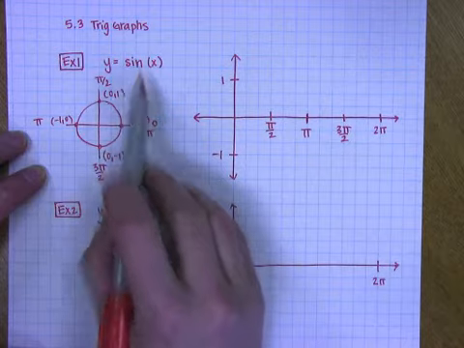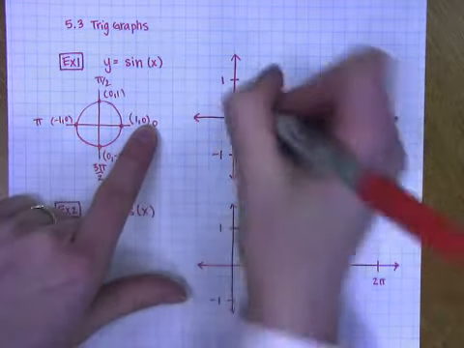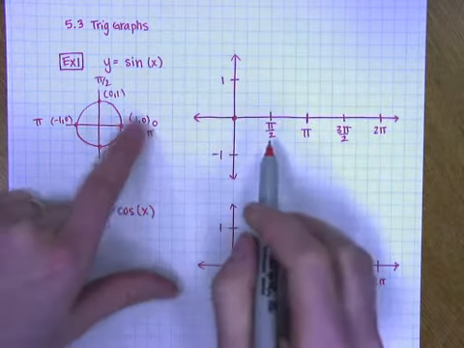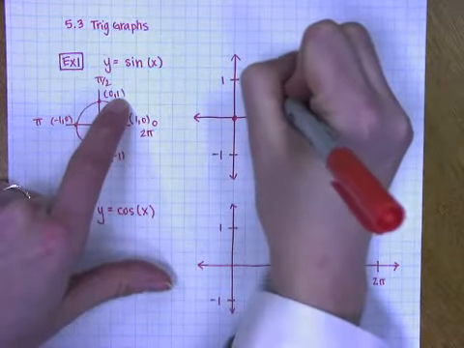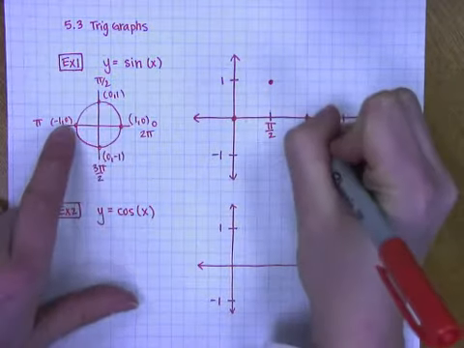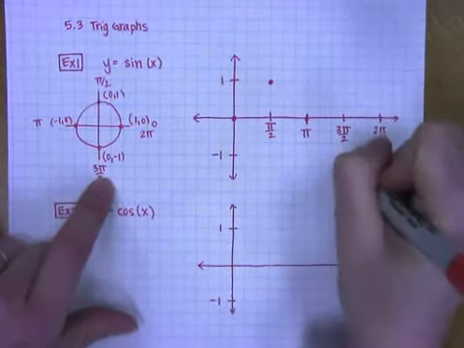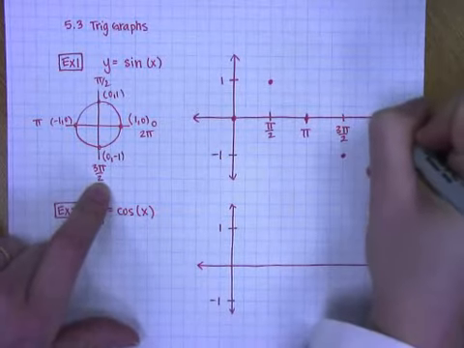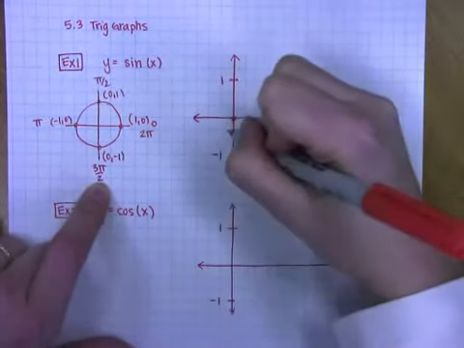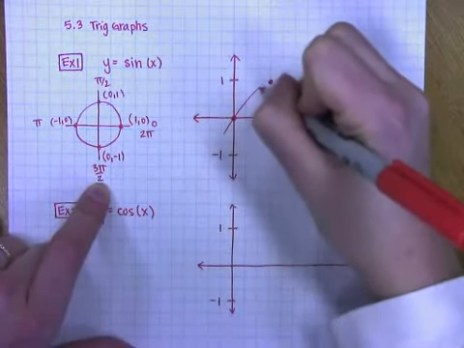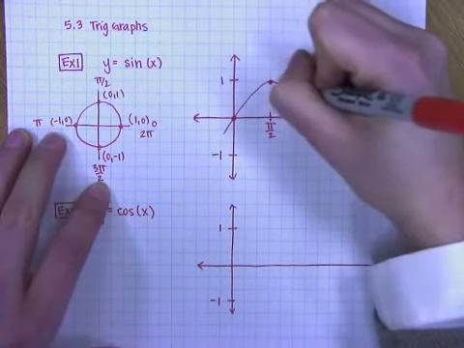And from here, we know that sine is the y value. So sine starts at 0. At pi over 2, it goes up to 1. At pi, it's back down to 0. At 3 pi over 2, it's down to -1, and at 2 pi, it's at 0. And then from there, you can connect your curve in.